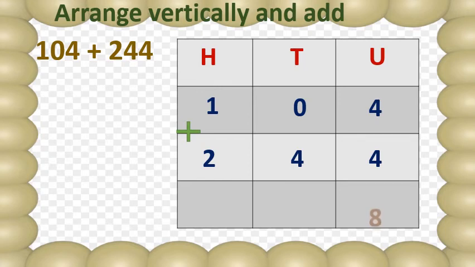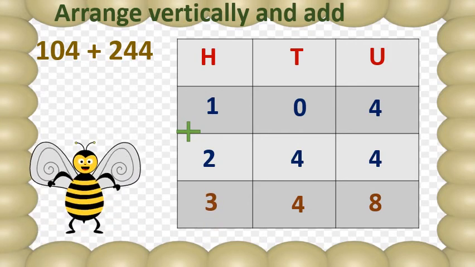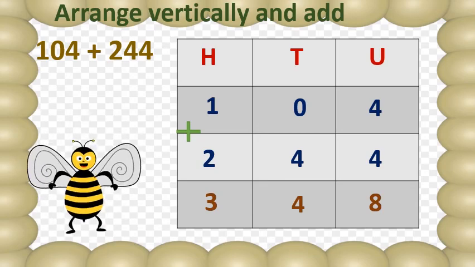4 plus 4 is 8. 0 plus 4 is 4. 1 plus 2 is 3. Okay? Nice, friends, you have done that.